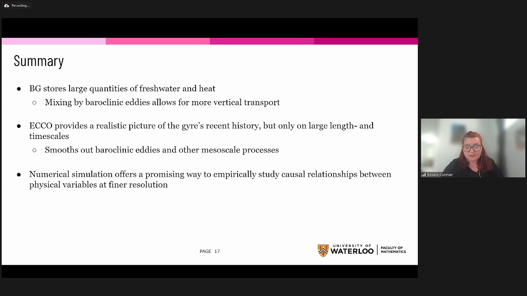So just to provide a quick summary, the Beaufort Gyre is very important to the Arctic Ocean because it stores large quantities of fresh water and heat, and of course also large quantities of potential energy because of its baroclinic instability. The mixing by the eddies in the gyre allows for more vertical transport to occur and allows for some of that heat to be released to the surface. ECHO provides a realistic picture of the Beaufort Gyre's historical evolution, but it's constrained to large length and time scales, which means that it tends to smooth out the baroclinic eddies and other mesoscale processes. Numerical simulation is the way that we're hoping to be able to empirically study causal relationships between the physical variables of wind forcing, baroclinic instability, and stratification at the resolutions necessary.